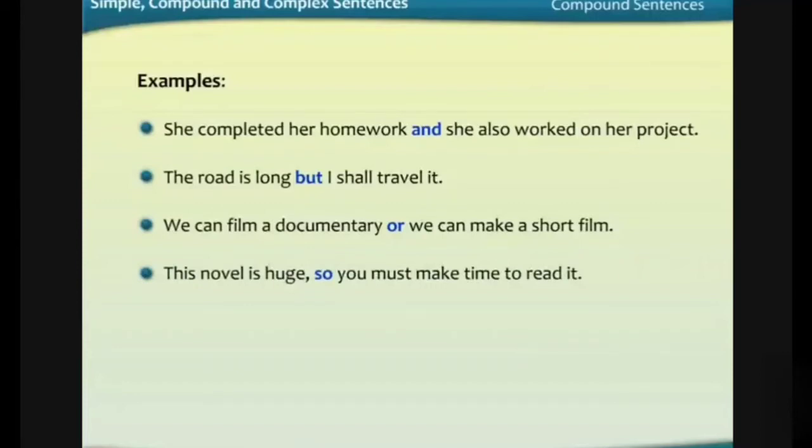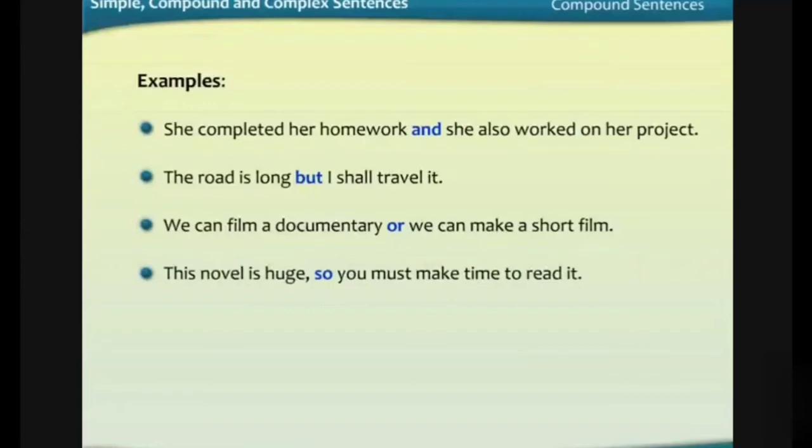See the second one. The road is long, but I shall travel it. So two contrasting or opposite ideas given. So we can use but conjunction. And road is long, it is one clause. I shall travel it, another independent clause. So we can say it is a compound sentence.